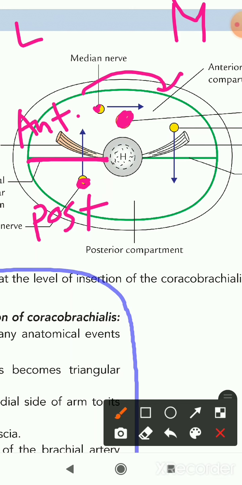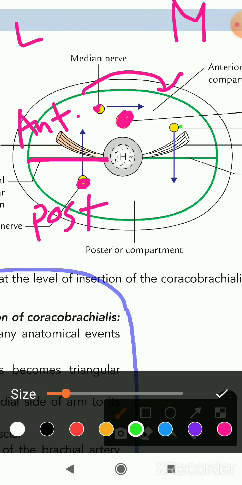And the ulnar nerve, this is the ulnar nerve. The ulnar nerve pierces the medial intermuscular septum. This is the medial intermuscular septum. After piercing the medial intermuscular septum, it goes to the posterior compartment. Okay, from the anterior to the posterior compartment. And the nutrient artery also pierces the humerus at this level. So these are the anatomical events at the level of insertion of coracobrachialis.